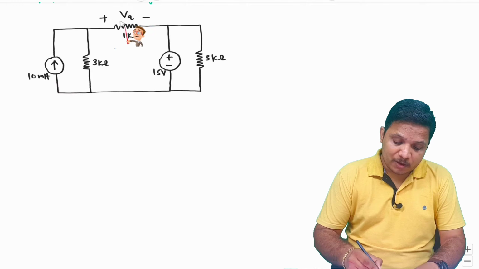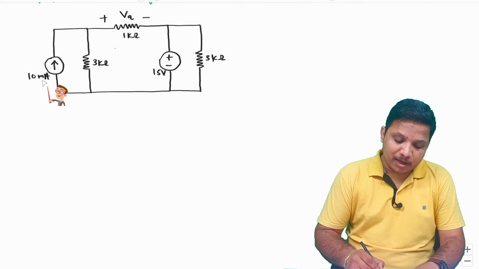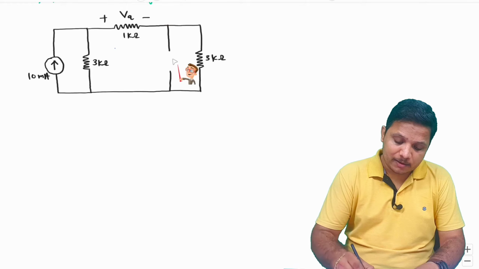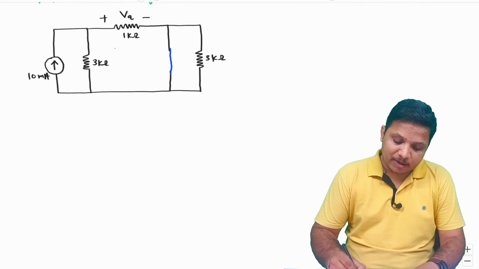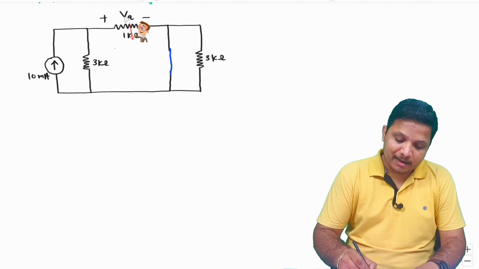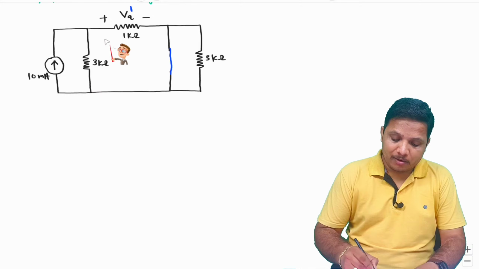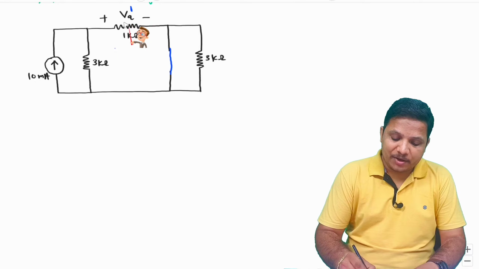Now you see, when you want to solve for this VA voltage due to the current source, you will have to short circuit this voltage source. So let me short circuit this voltage source. I am just doing a short circuit of this voltage source, and let us say this voltage is VA dash, right? Now I just need to identify the value of VA dash.